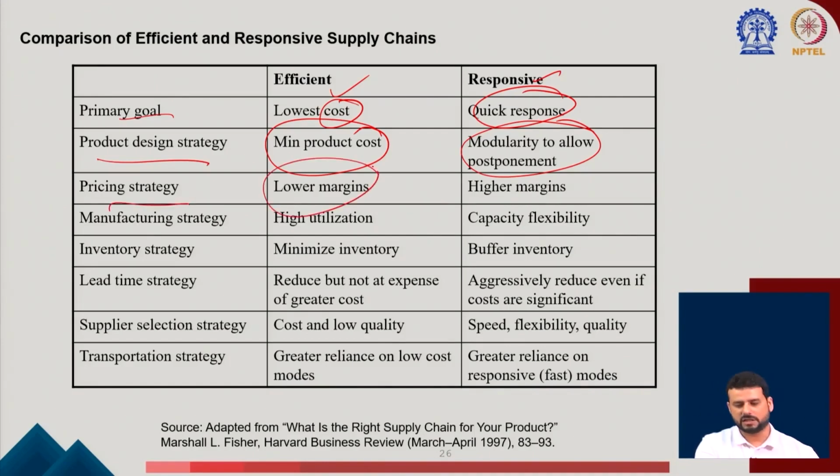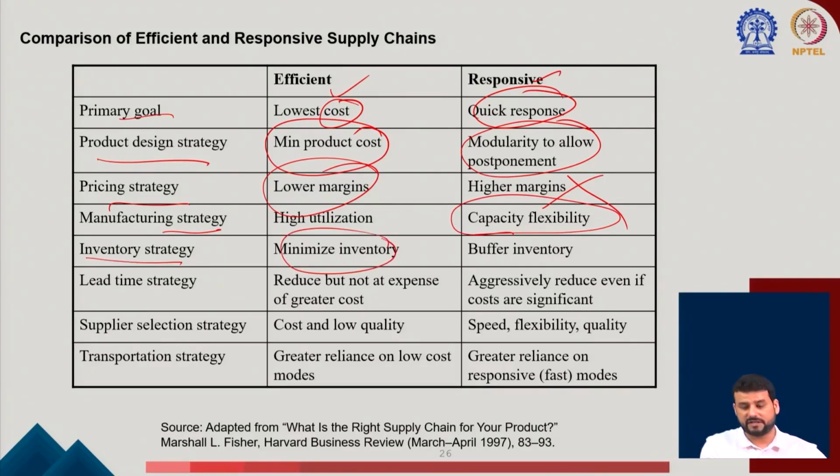Pricing strategy, here we are not concerned, because they are not competing on price. Manufacturing strategy should be efficient, because with an efficient supply chain you minimize the cost, as much as you can. But here, on capacity flexibility, we are promising a different variety in that product. So how can you ensure that?